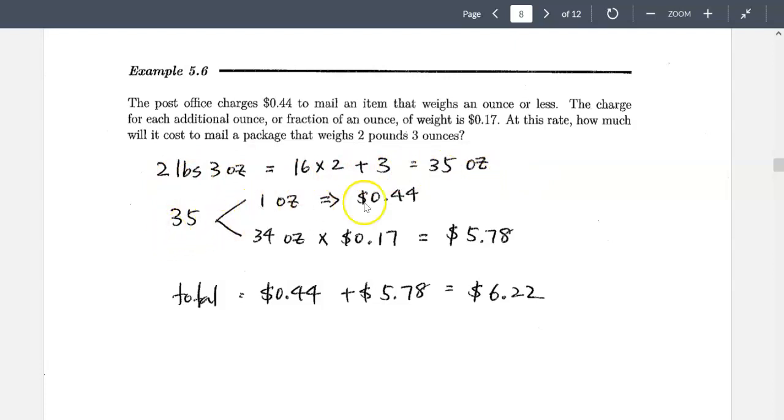Now, the first ounce is 44 cents. Then you're left with 34 leftover ounces, and each additional ounce after the first ounce is 17 cents. So we take 34 ounces times 17 cents equal to 578. If we add up 44 cents plus 578, the total package will cost $6.22 to mail out.